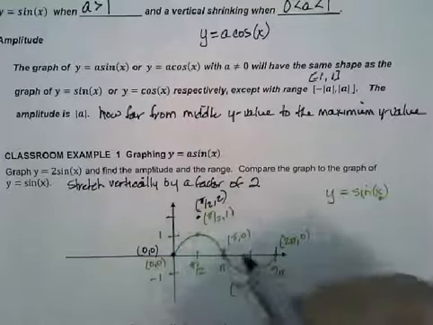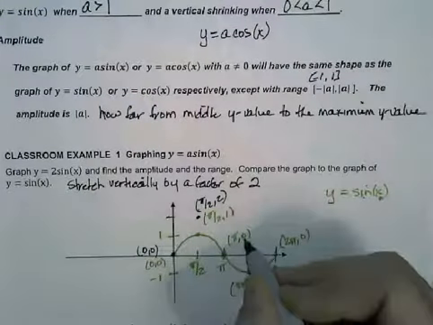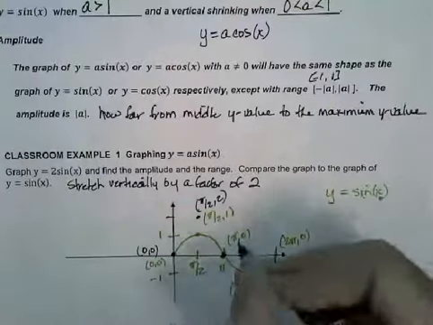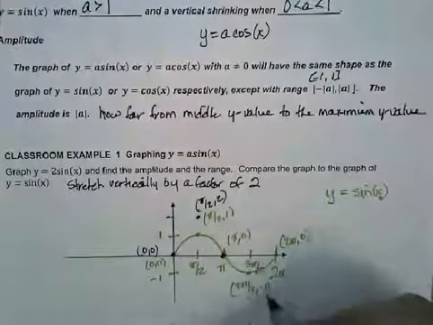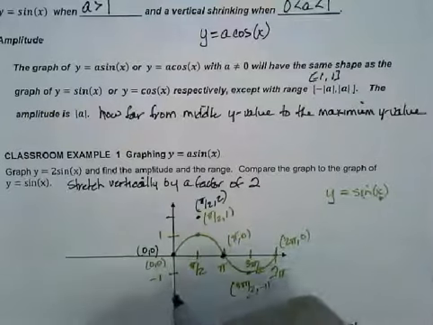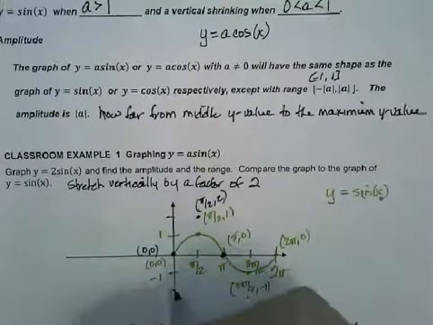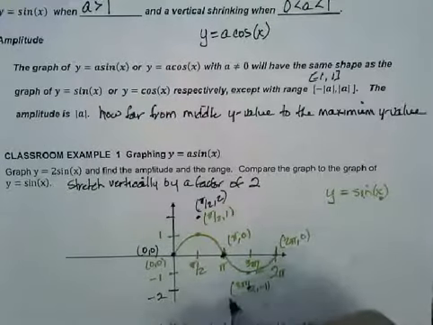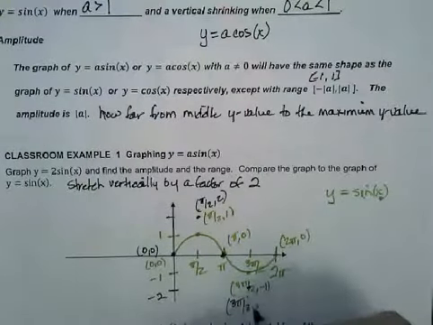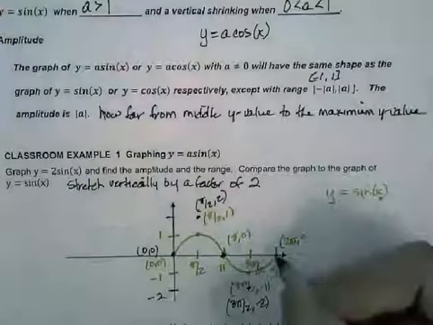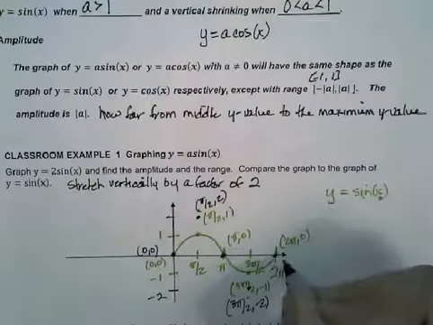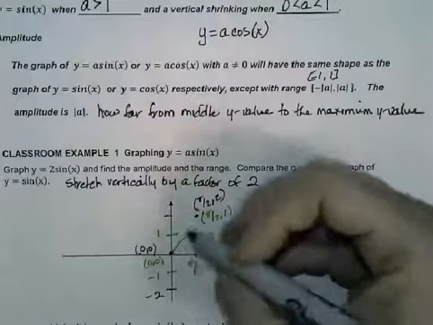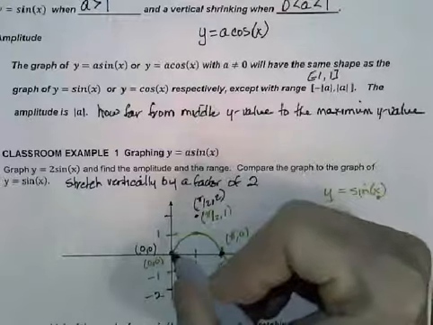That's going to be our maximum point. For this point, if we multiply 0 by 2, we still get 0. So this point is not going to change. This point we had -1 for a y value. Now we're going to have -2 for a y value. This point, the y value is still going to be 0. What this is going to do to our graph is it's just going to stretch it out and make it look taller.